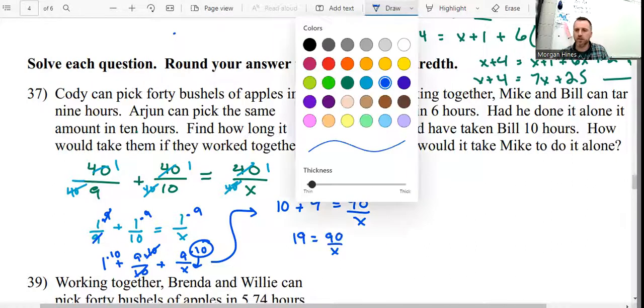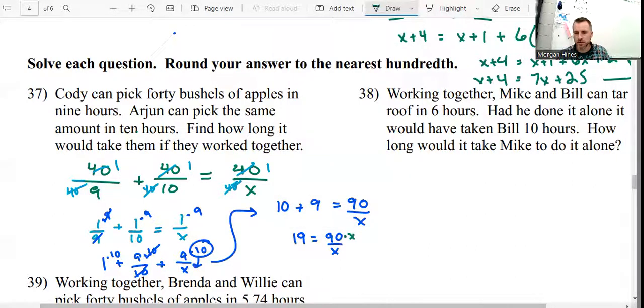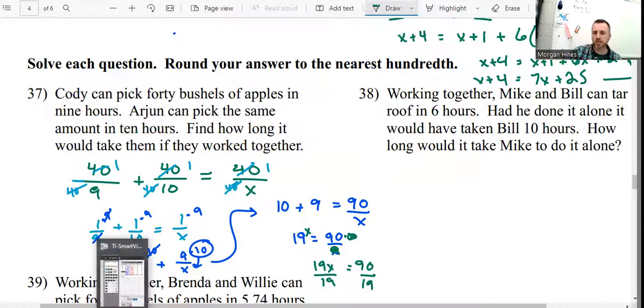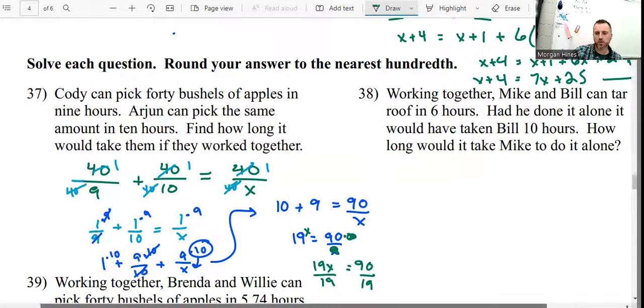And now we need to multiply by x. So like one last multiplication, these cancel out, you get 90 equals 19x. Divide by 19, you don't need me to do that, I've got a calculator for it, but that's the amount of hours. 90 divided by 19 is the amount of hours it would take them to work together.